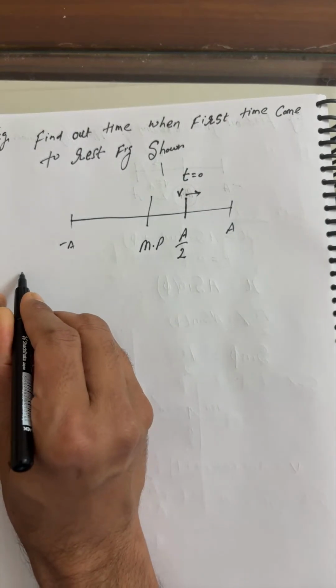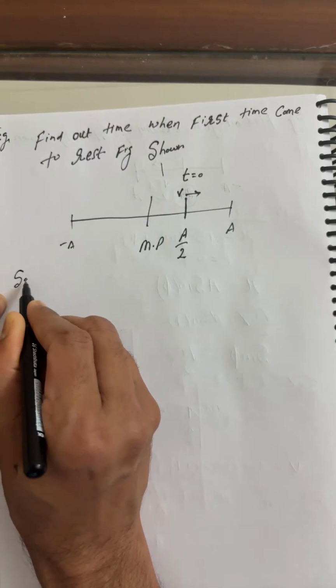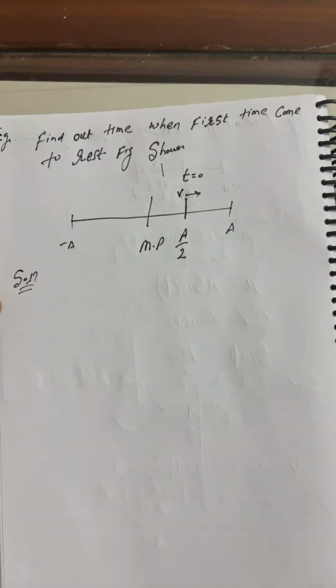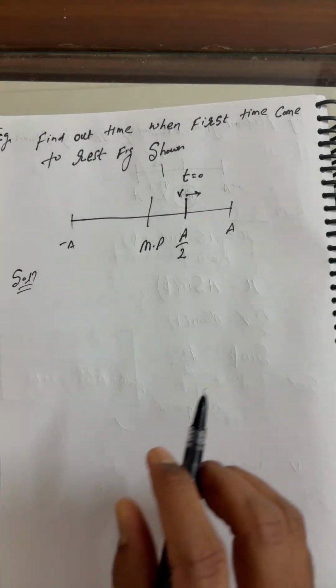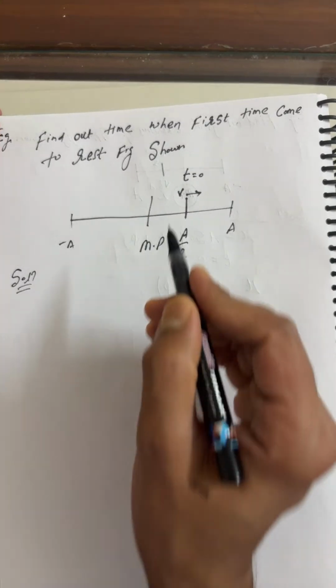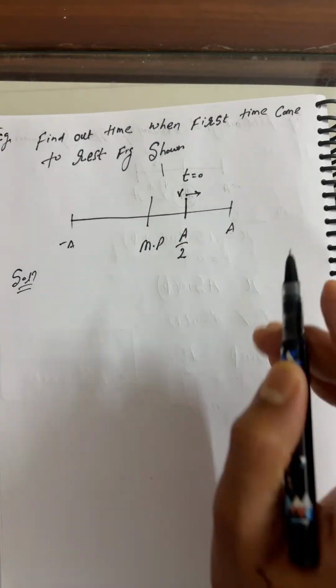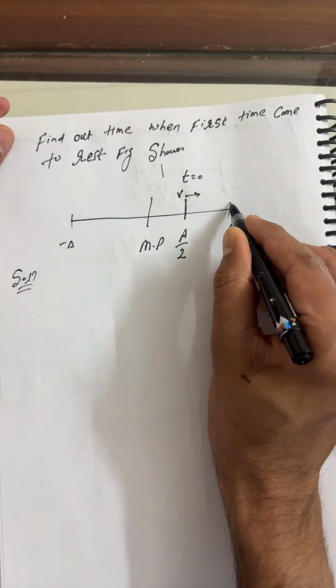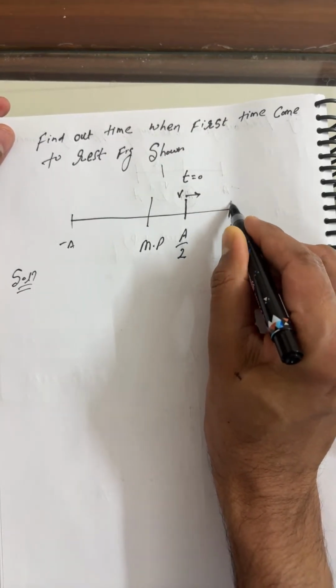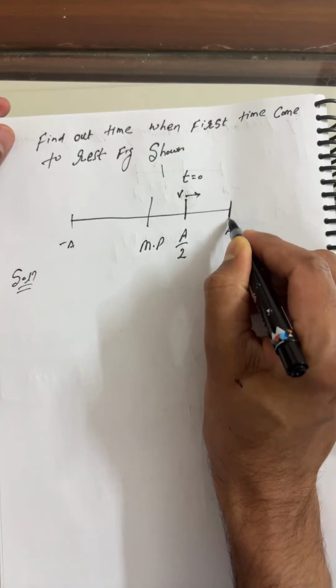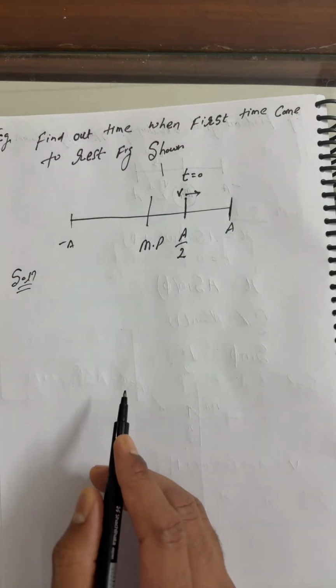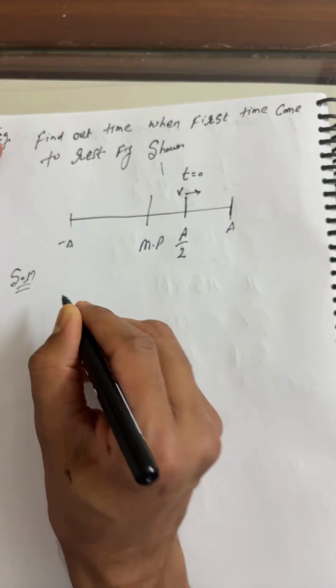Now let's have a look at the solution of this question. For this condition, what we wish to find is when the particle will come to rest the first time. Definitely the particle will rest here only, the first time. Initially you first have to find phi at time 0.